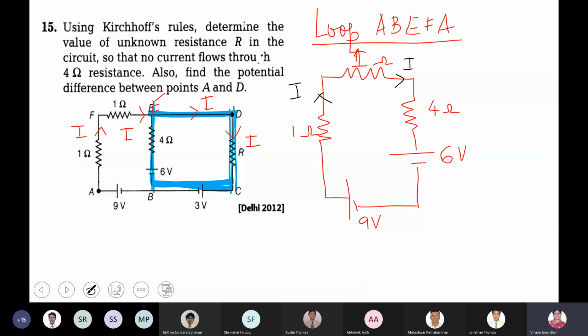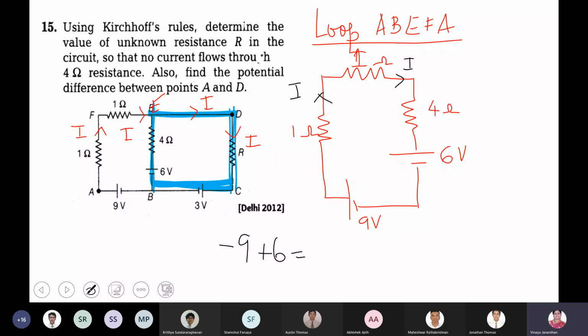So 9 volt battery, is that 9 volt battery sending the current in clockwise or anti-clockwise? Because 9 volt will send the current like this. Is it clockwise or anti-clockwise? Clockwise. So it is -9. Okay. Then I'll go for 6 volt battery. Is it sending the current in clockwise or anti-clockwise? Anti-clockwise. So that voltage will be positive. Right?